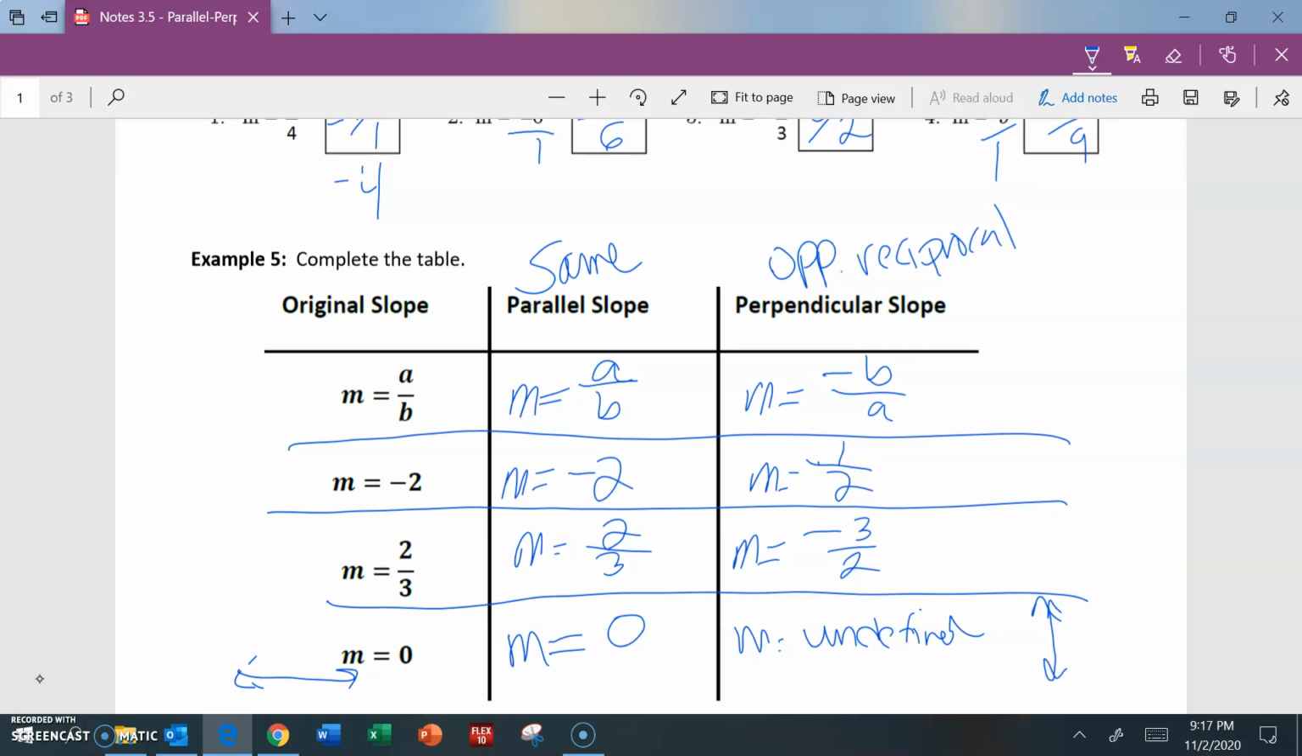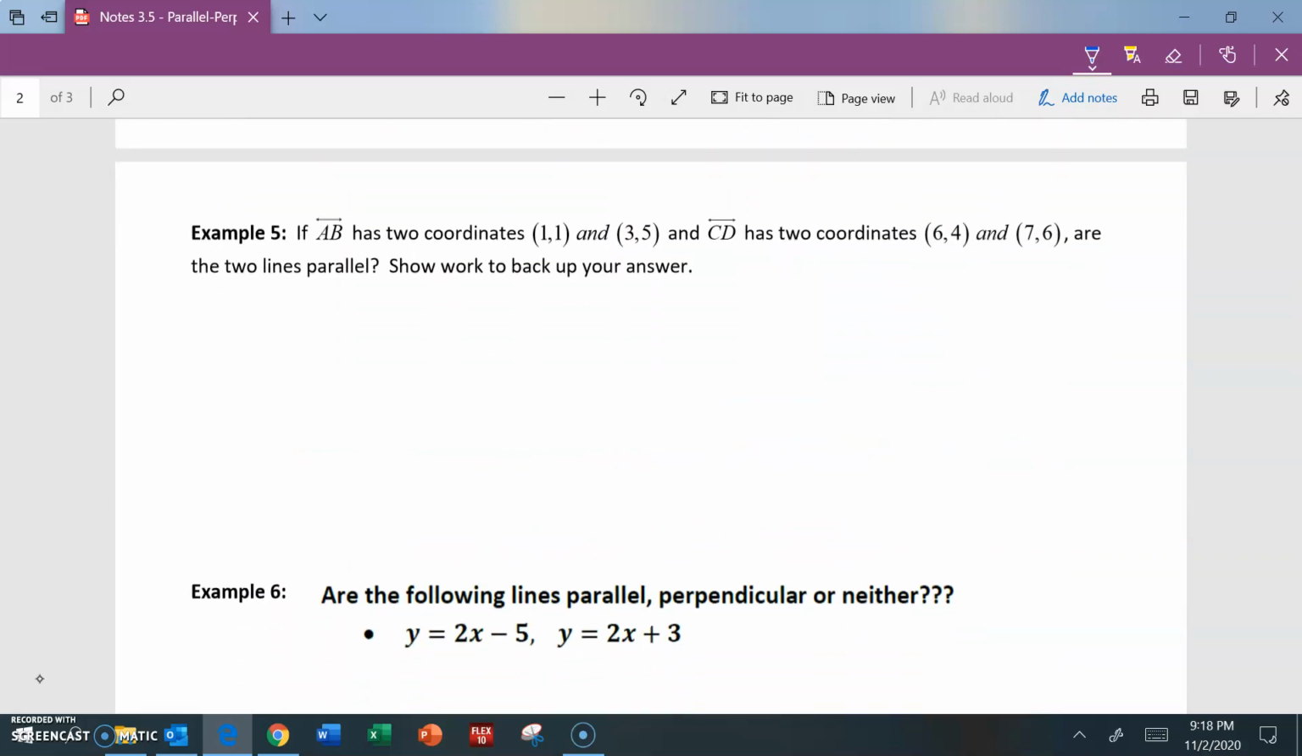All right, let's go on. So now we're going to really apply this, very similar to what we did. We're going to get to the point where we need to write equations of lines that are parallel and perpendicular to each other. In example 5, it says if line AB has 2 coordinates and line CD has 2 coordinates, meaning it goes through at least 2 points, it wants us to determine, are those lines parallel? In order to figure out if they're parallel, we have to first find the slope.